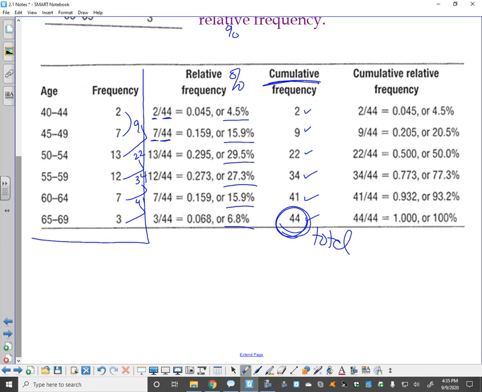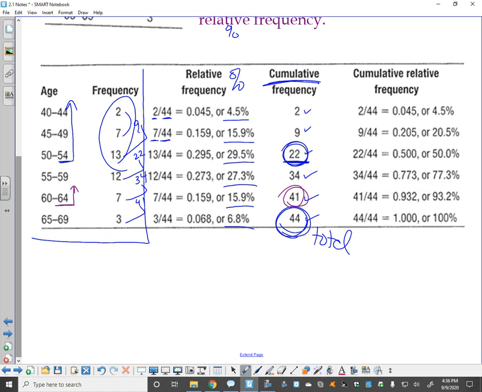So let's talk about what this means. What does this 22 mean? Well, it means that there are 22 presidents who are 54 or younger, because that 22 includes the 2, the 7, and the 13. So 22 presidents were 54 or younger, or you could say were 40 to 54 when they took office. 41 presidents were 64 or under when they took office.